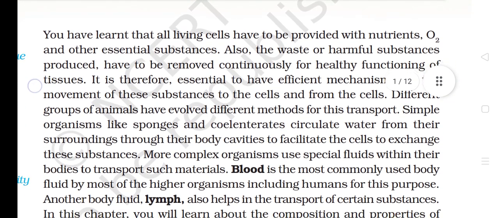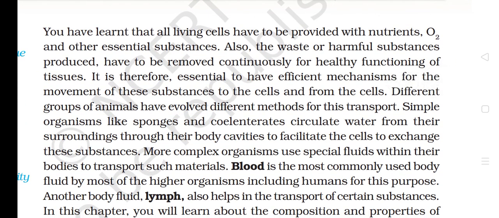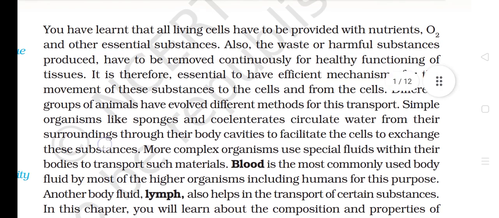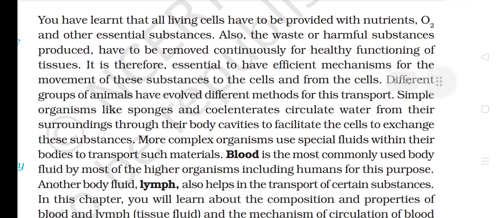You have learned that all living cells have to be provided with nutrients, O2, and other essential substances. Also, the waste or harmful substances produced have to be removed continuously for healthy functioning of tissues. It is therefore essential to have efficient mechanisms for the movement of these substances to the cells and from the cells. Different groups of animals have evolved different methods for this transport.